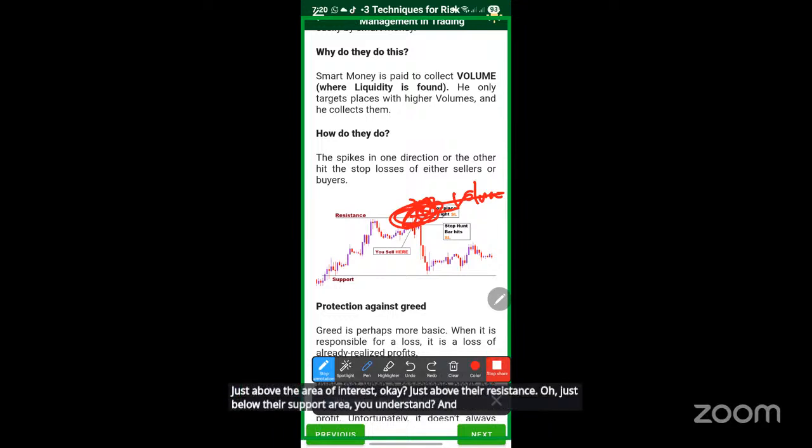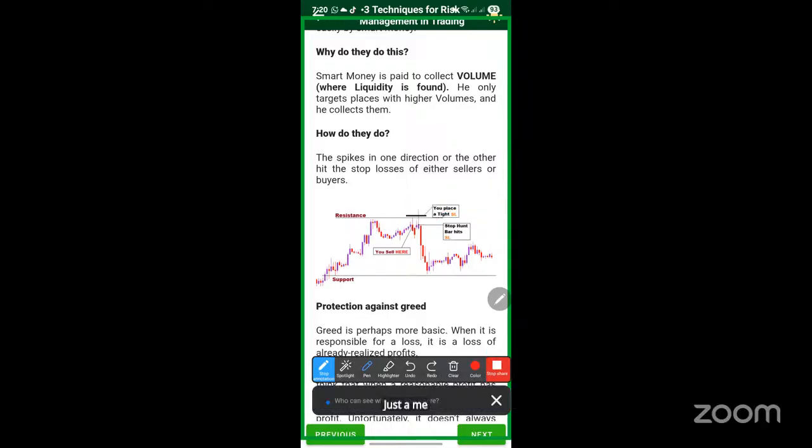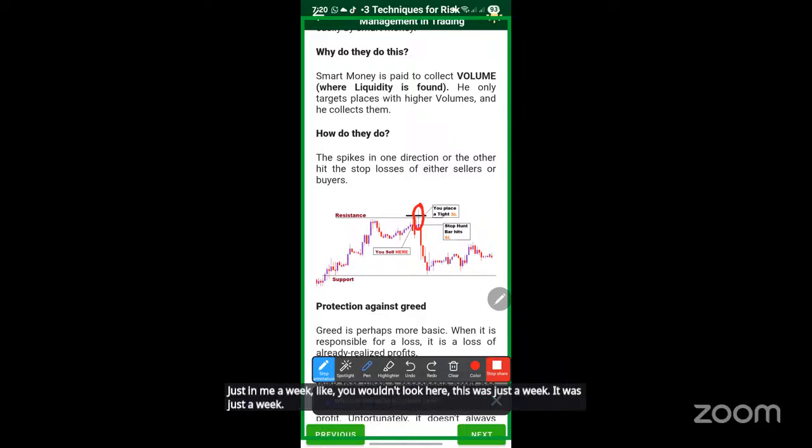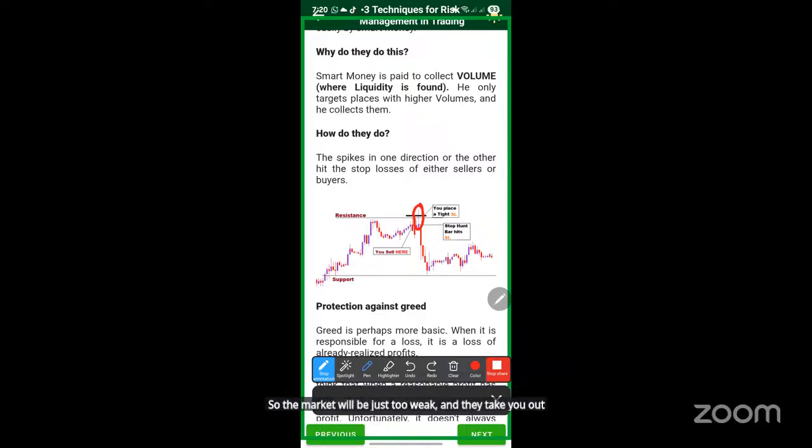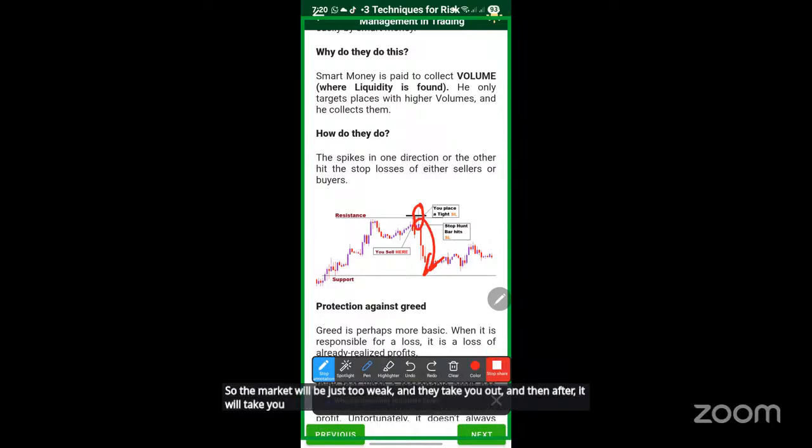And if you do that, just a mere week, like you will look here, this was just a week. It was just a week. So the market will just wick and take you out, and then after it takes you out, it will go in the direction that you really need. You understand? So that is risk management.